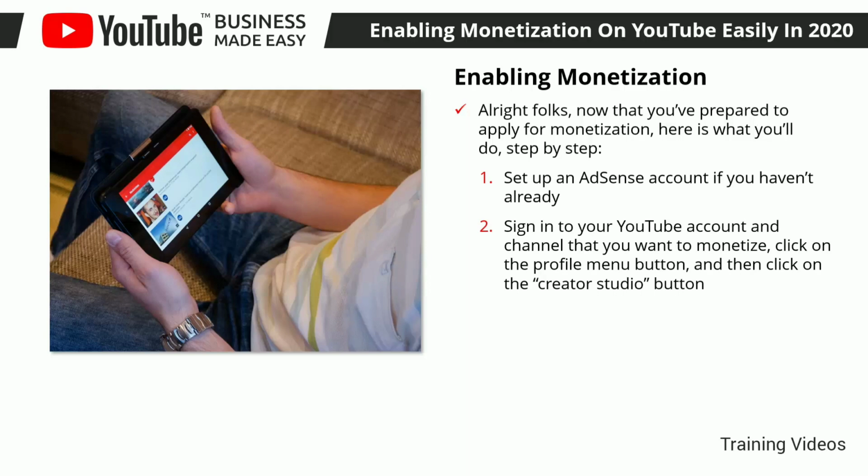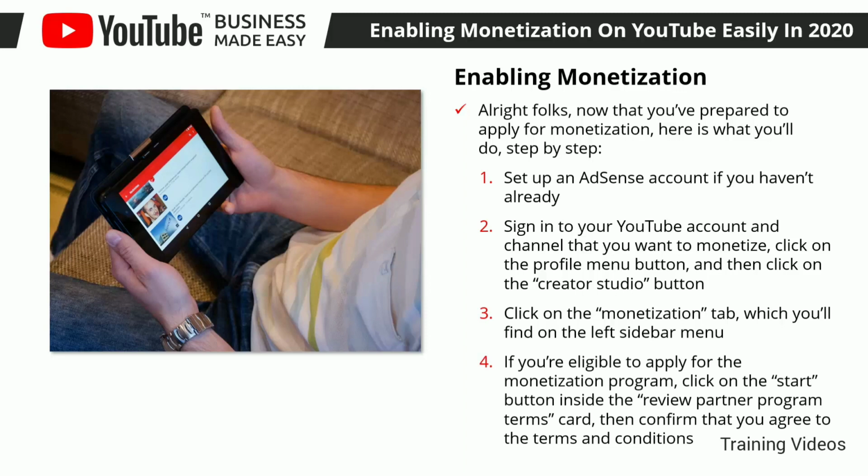Number 2. Sign in to your YouTube account and channel that you want to monetize. Click on the Profile menu button, and then click on the Creator Studio button. Number 3. Click on the Monetization tab, which you'll find on the left sidebar menu. Number 4. If you're eligible to apply for the monetization program, click on the Start button inside the Review Partner Program Terms card. Then confirm that you agree to the terms and conditions.